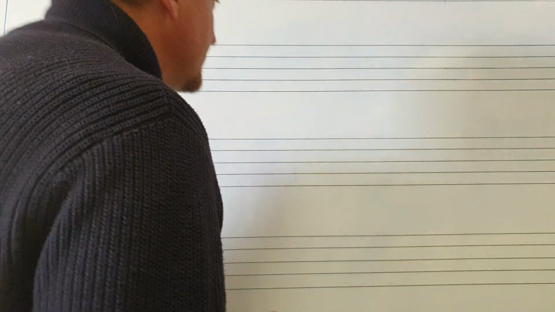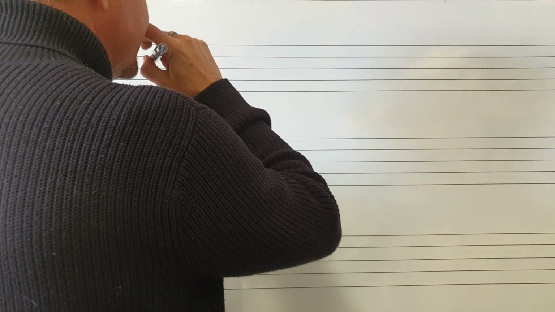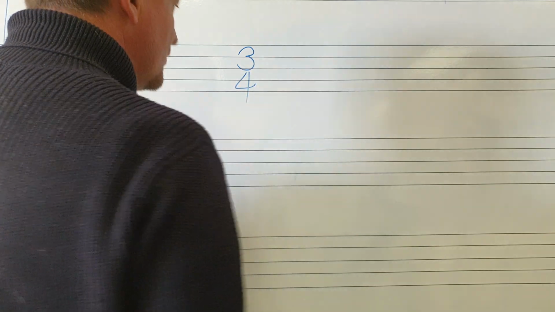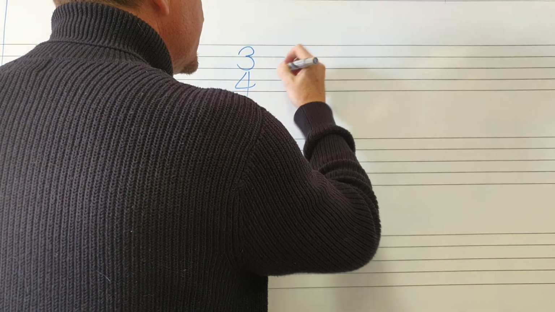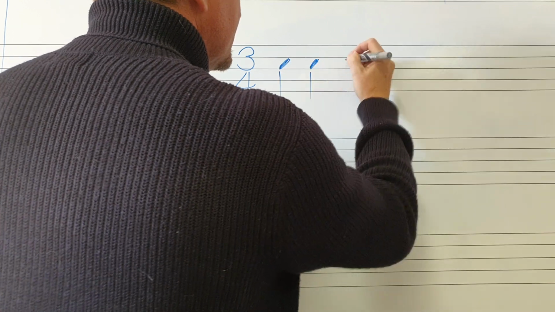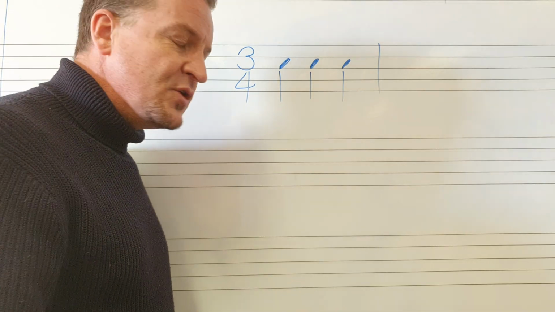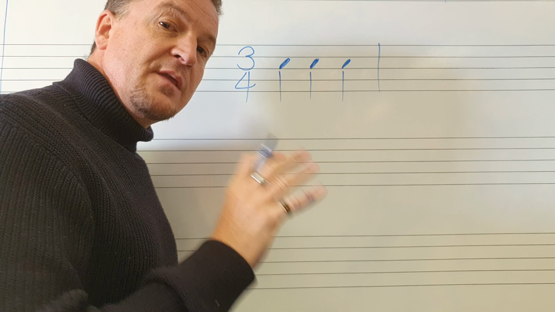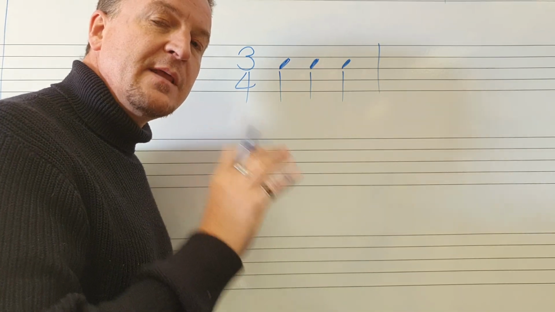Okay, so I'm just going to show you a few tips and tricks that have to do with grouping. So let's start with 3/4. This is simple triple, and what you'll notice here is you have 3 crotchets in a bar. Remember, you must be able to define the time signature first in those words, because that tells you how to group it. The clue to grouping it is in that definition.